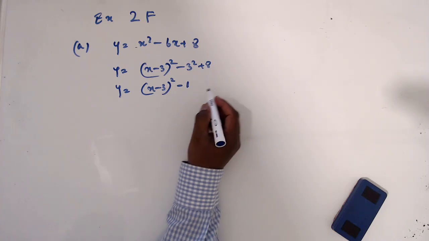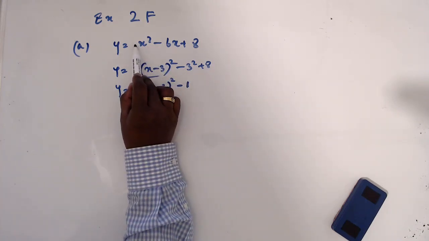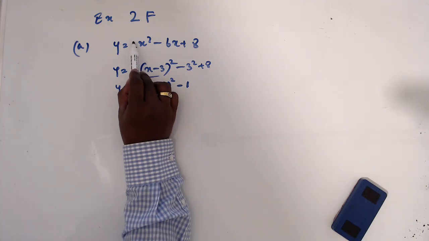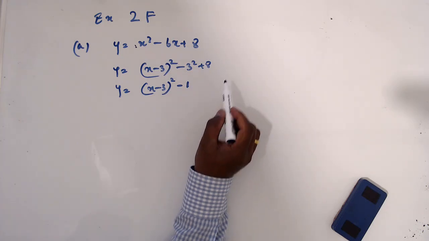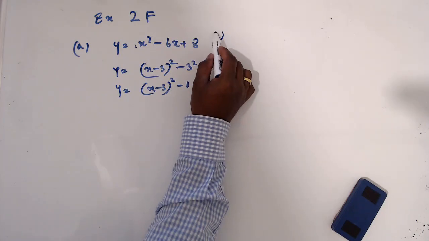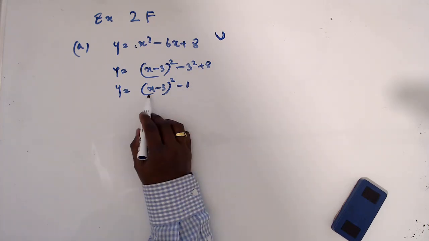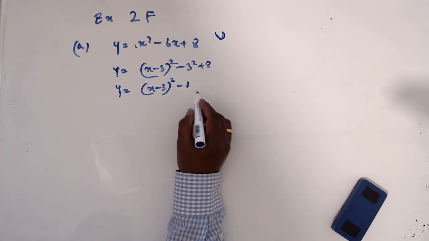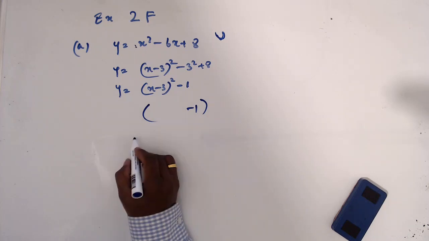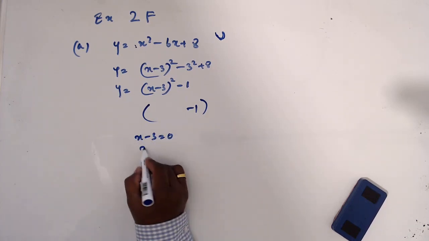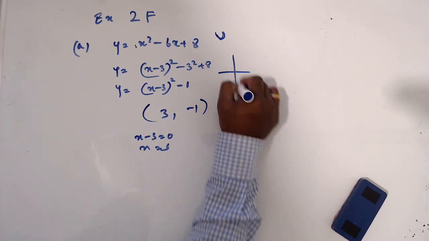So I know the turning point is, sorry, it has a minimum point, because the x squared term is positive. It should have a minimum. So what is the turning point here? (x minus 3) squared minus 1. So I know the y value is minus 1. What is the x value? x minus 3 equals 0, x equals 3. So (3, minus 1). I just look at where the point is.